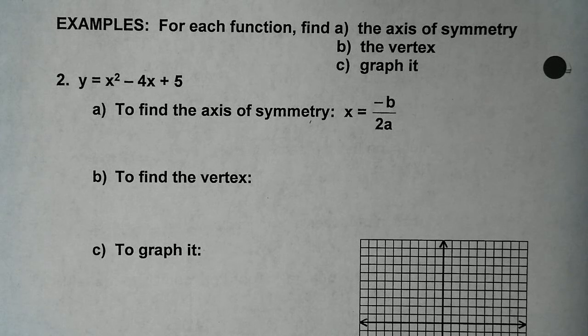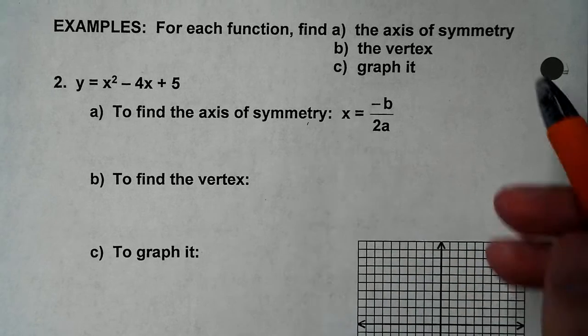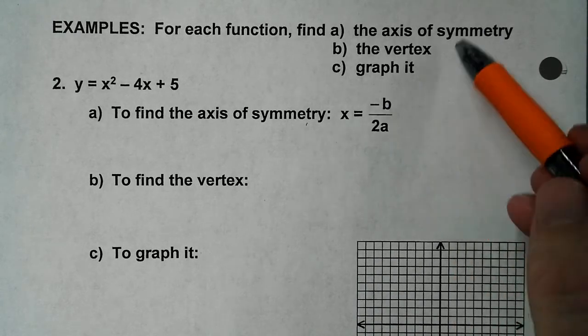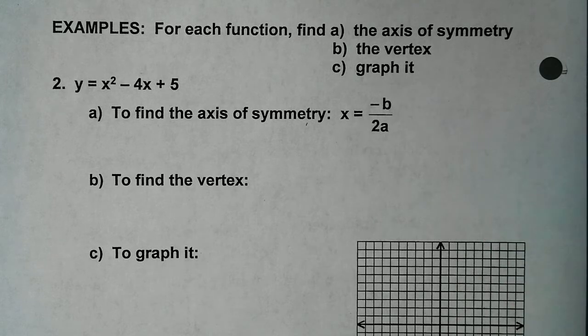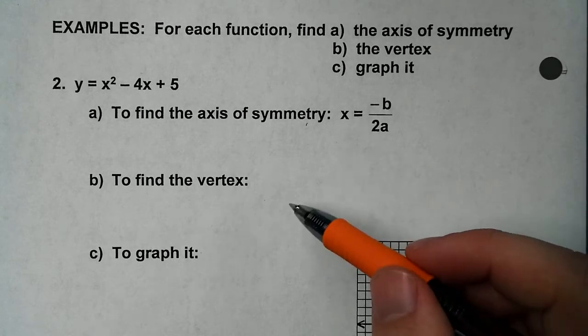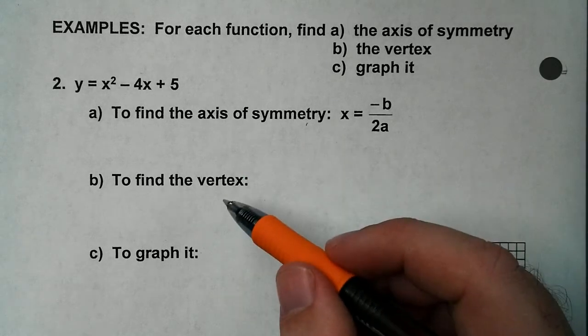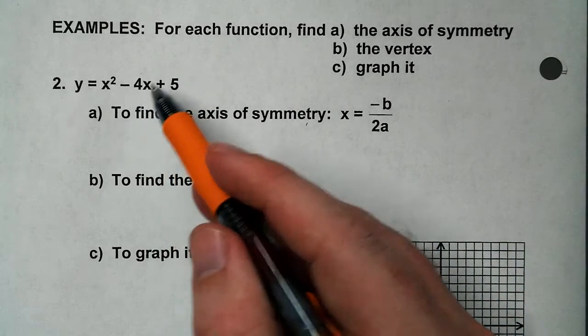Alright, this is on the back, so what we're going to do is actually find the axis of symmetry by using a formula, find the vertex, and then graph it. So, to find the axis of symmetry, all we need to do is use this formula, x is equal to negative b over 2a. But this is going to go hand in hand with our standard form of a quadratic.